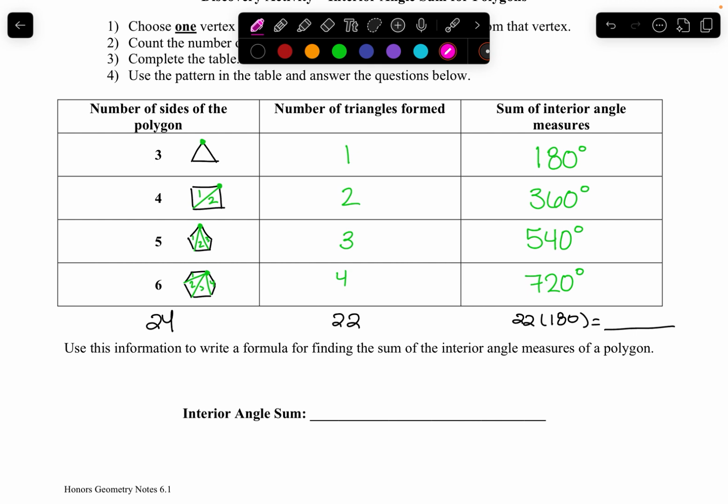Because of that, there is a formula we can use to find the sum of the interior angles of any polygon. That's going to be 180 times the number of sides minus 2. As a reminder, n stands for the number of sides. So you take the number of sides and subtract 2 from it, and that gives you the total number of triangles within your shape. Then you multiply that by the interior angle sum of a triangle, which is 180, and that will give you the sum of the interior angles of your polygon.